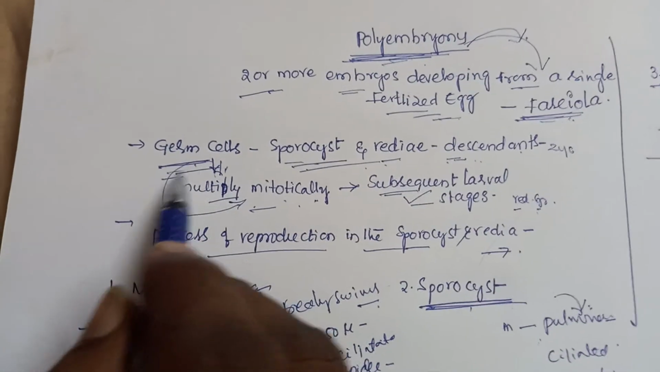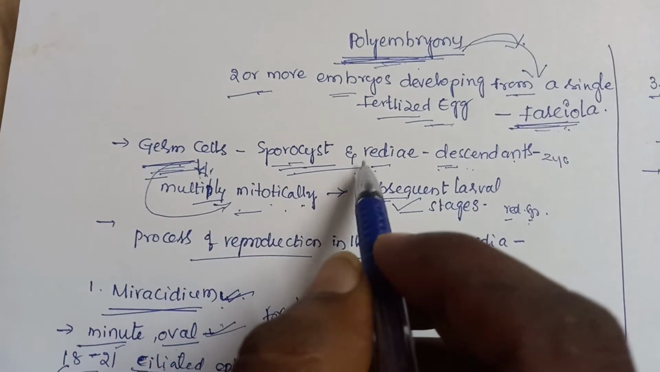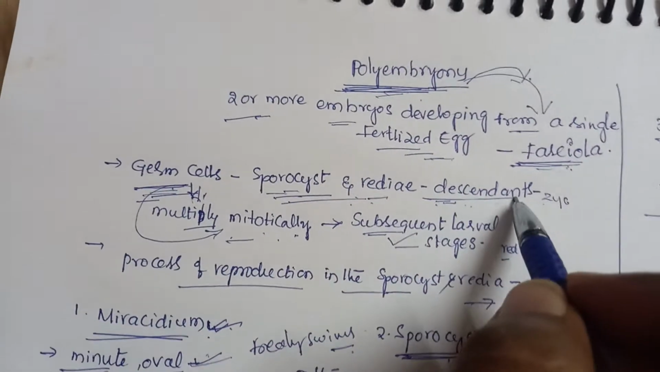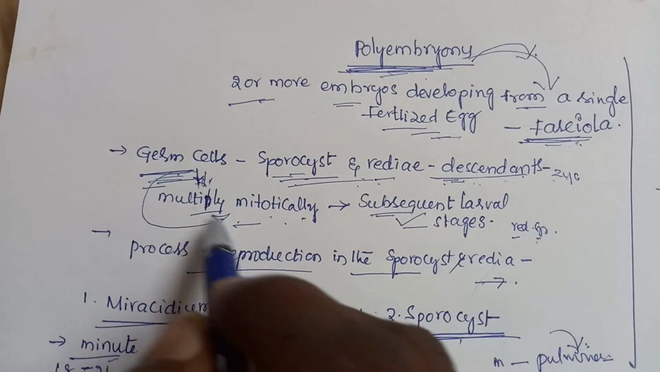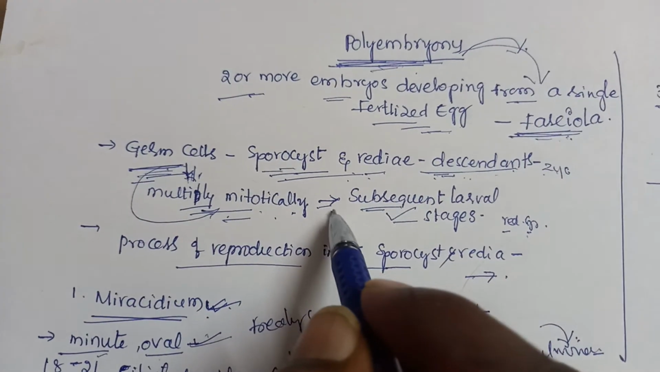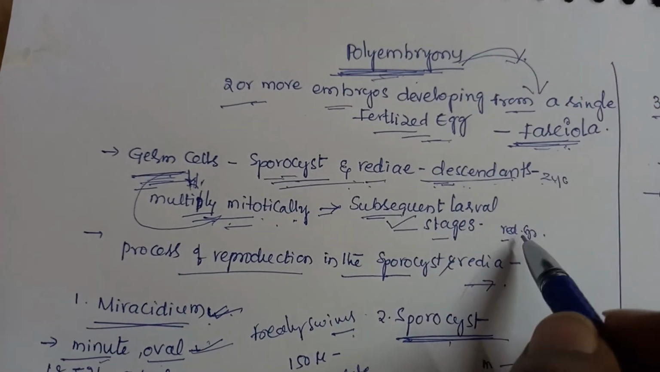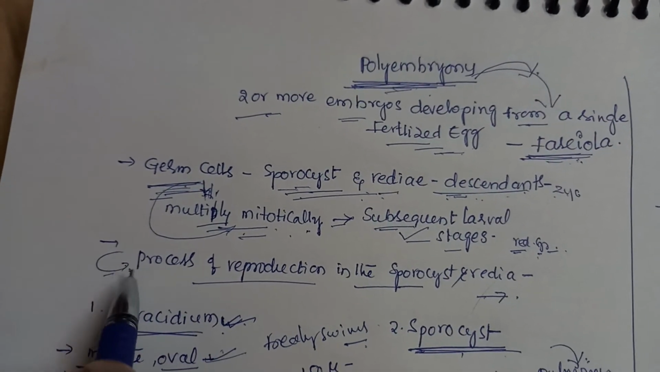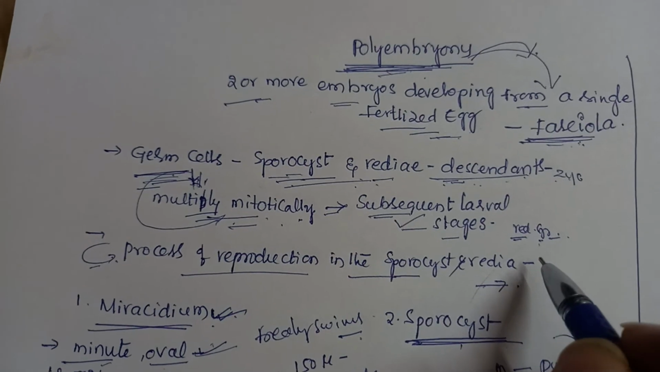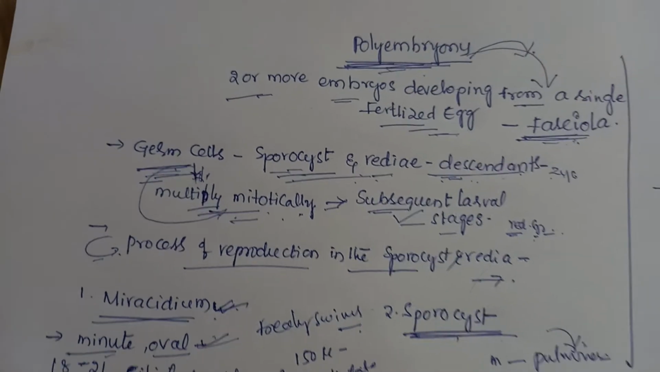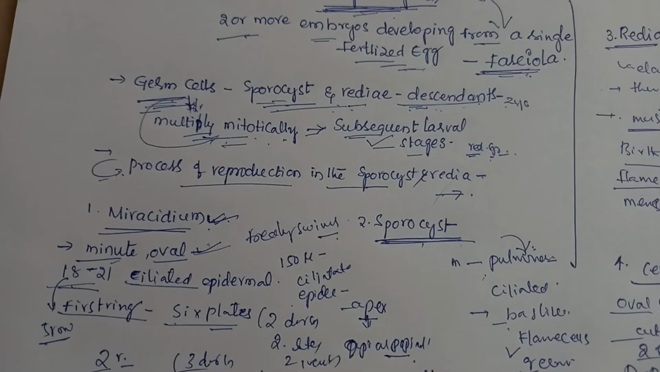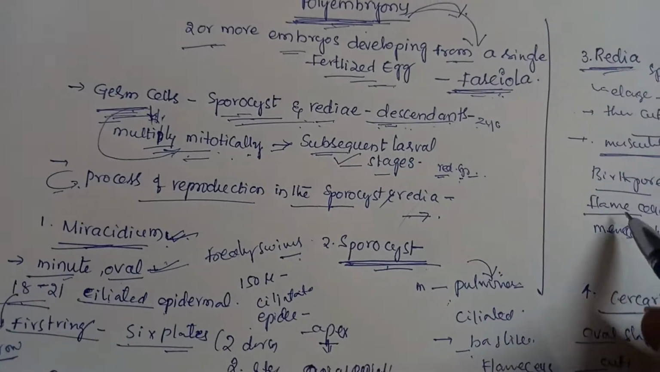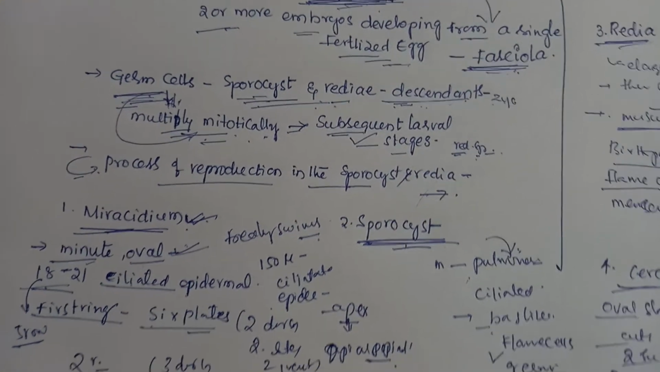So here the germ cells of the sporocyst and Radia, these two are direct descendants of the zygote, and these germ cells multiply mitotically and form subsequent larval stages in the Radia and sporocyst. This process of reproduction in the sporocyst and Radia is called polyembryony. So here we have completely 5 larval stages: Miracidium, sporocyst, Radia, Cercaria, and metacercaria.